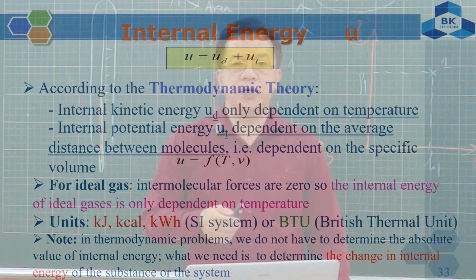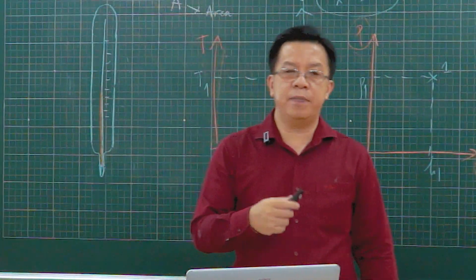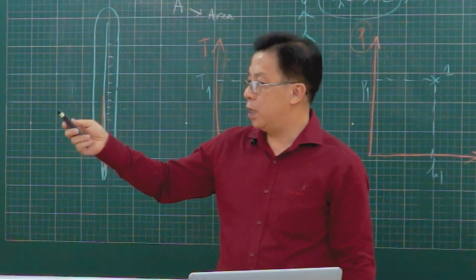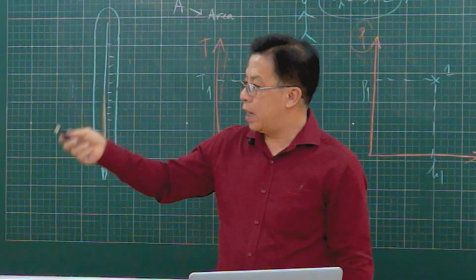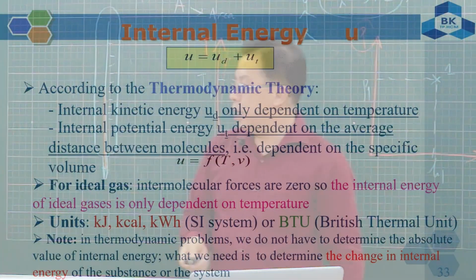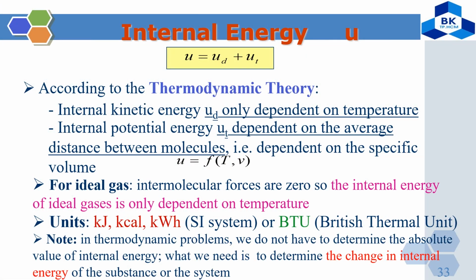The unit of the internal energy is the same as any kind of energy. We got the joule, we got the calories, we got the kilowatt hours. Okay, in the SI system and in the British system, we got the BTU, which stands for the British Thermal Unit. Okay.